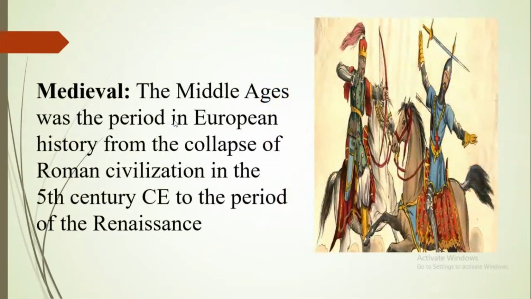The second one is medieval. The Middle Ages was the period in European history from the collapse of Roman civilization in the 5th century CE to the period of the Renaissance, right? So this was a time in European history after the fall of the Roman Empire, starting around the 5th century CE. It lasted until the Renaissance began in the 14th century, and it was also known for feudalism. What is feudalism? Kings gave land to lords in exchange for loyalty and military support. Moreover, the Catholic Church was also very powerful during this medieval time. Right, so this was all about the second stage.